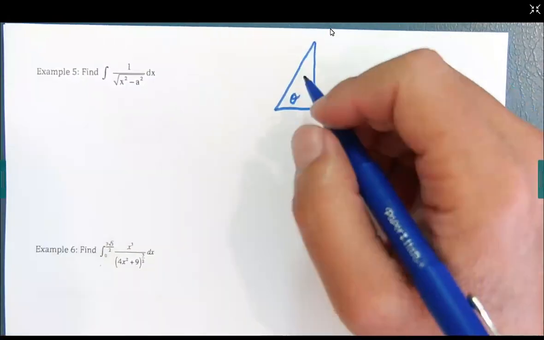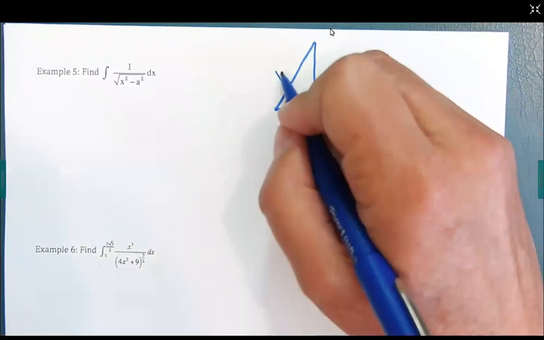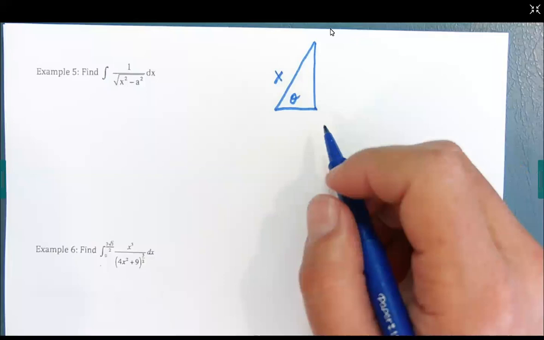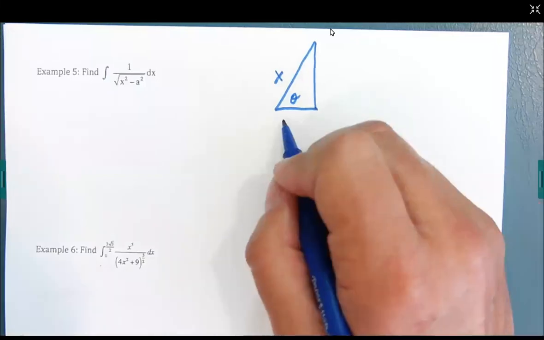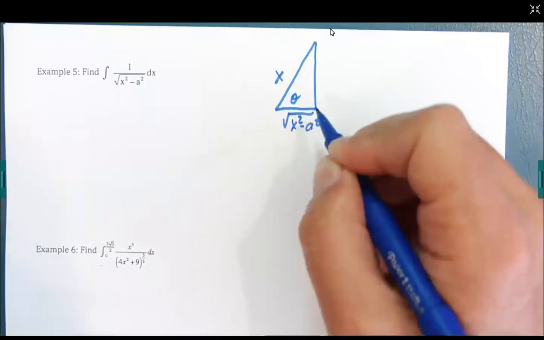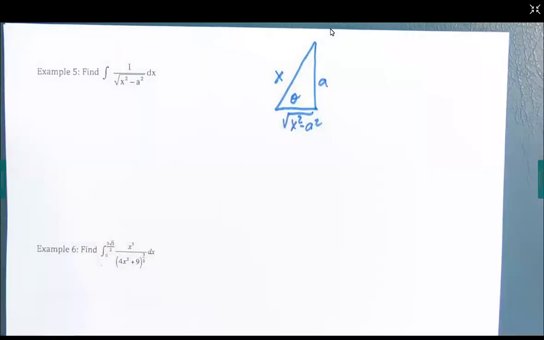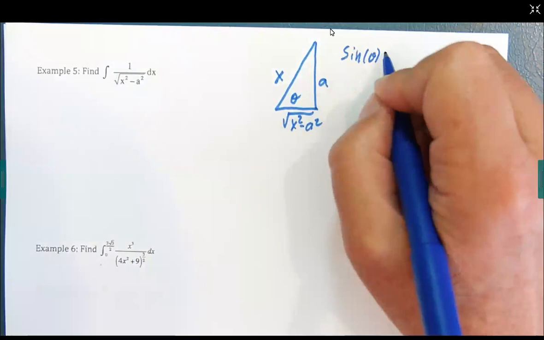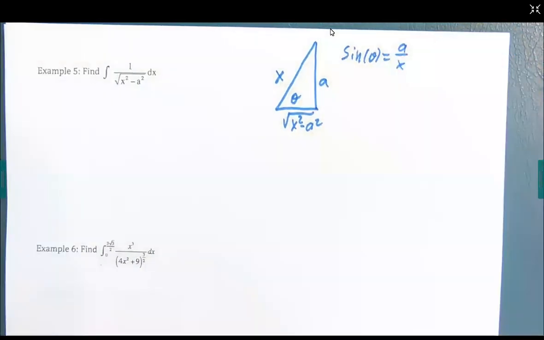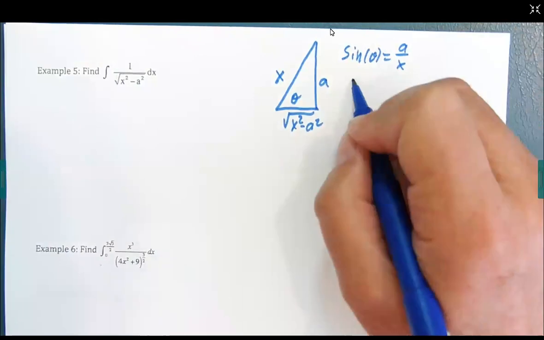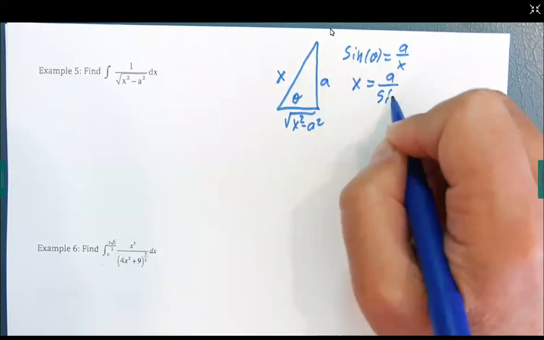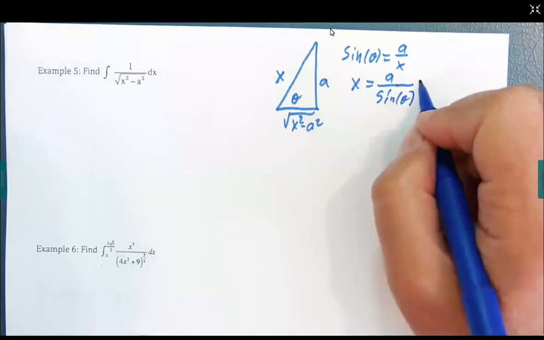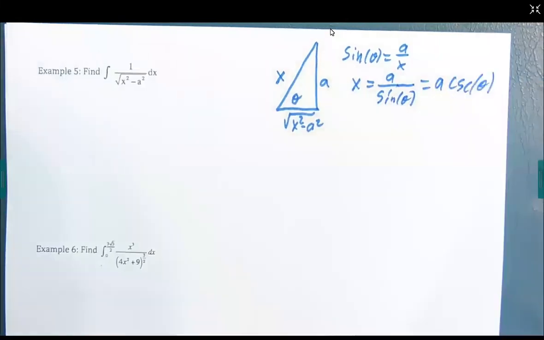So in this case, x is here. The leg here is square root of x squared minus a squared, and this of course is a. And I'm going to notice that the sine of theta is a over x. And if I solve for x, I'm going to end up with x equals a over sine theta, or easier to write it as a cosecant theta.